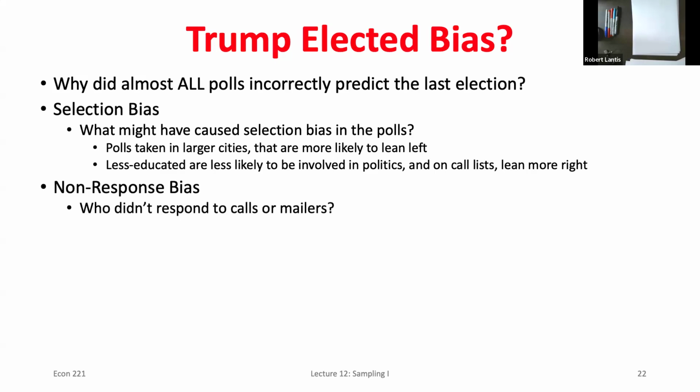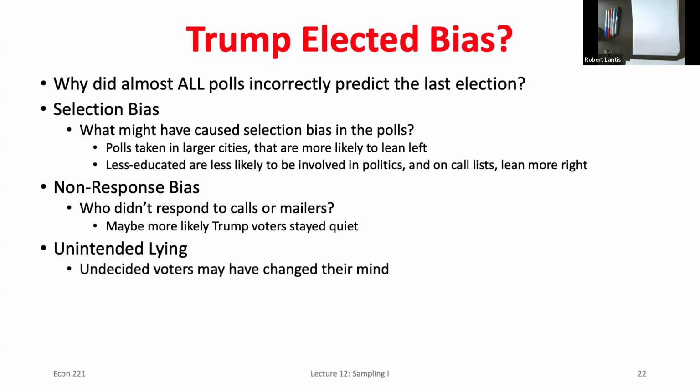So who didn't respond to these political surveys or calls about the last 2 elections? Probably people who were going to vote for Trump were a little bit more likely to say, yeah, I'm kind of leaning towards him. If it were a gun to my head, I would probably say I'd vote for Trump, but I don't really want to tell someone that. I'll just tell them I don't know, or hang up. Then there's unintended lying. People might have thought they were going to vote for the Democratic candidate, and then over time they realized, I kind of like Trump a little bit more, I'm going to vote for him.